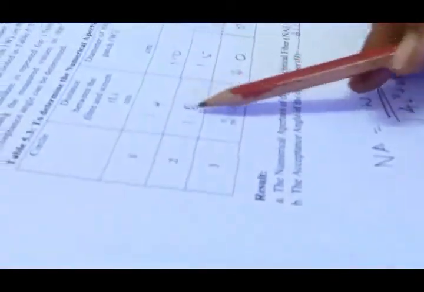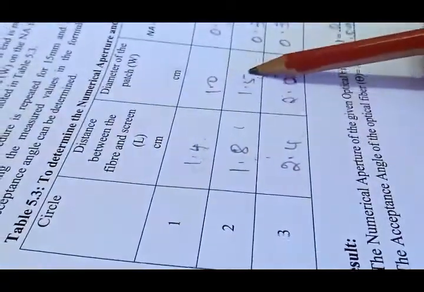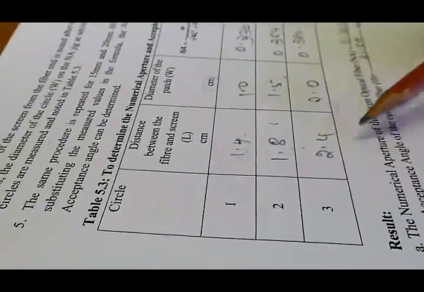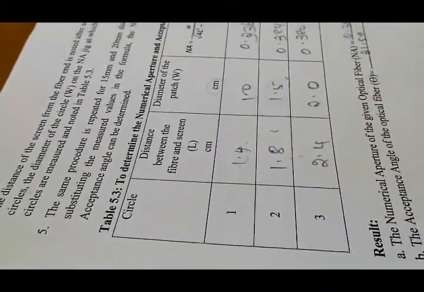So 1.8 has been noted here as the distance between the fiber and the screen, and the third circle is 15 millimeter. When it is converted to centimeter, it is 1.5. Like that we have to move for the fourth circle. And why do we need to struggle?